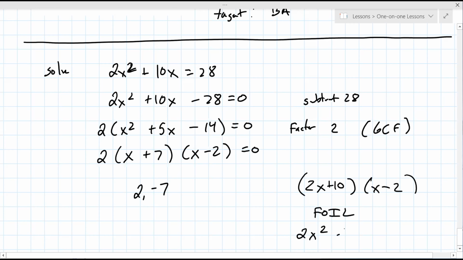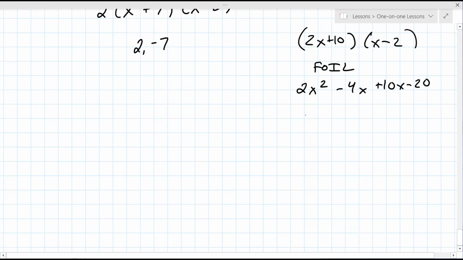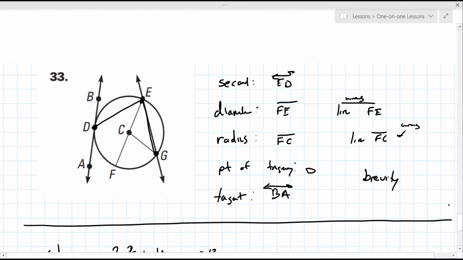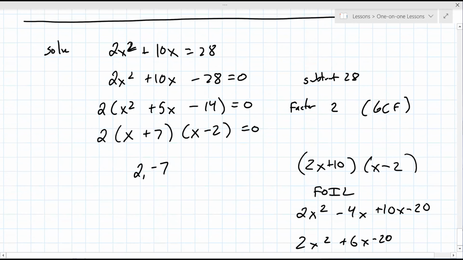2x squared minus 4x plus 10x minus 20. Interesting. 2x squared plus 6x minus 20, is that what we started with? No, we started with something else. Just a reminder, you always want to know what I factored out. I know what I did wrong. It should be 2x plus 14. And then I get negative 7.